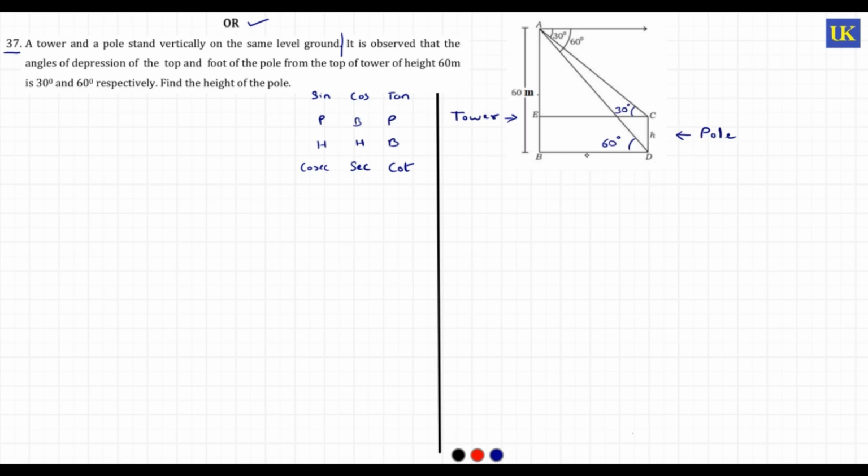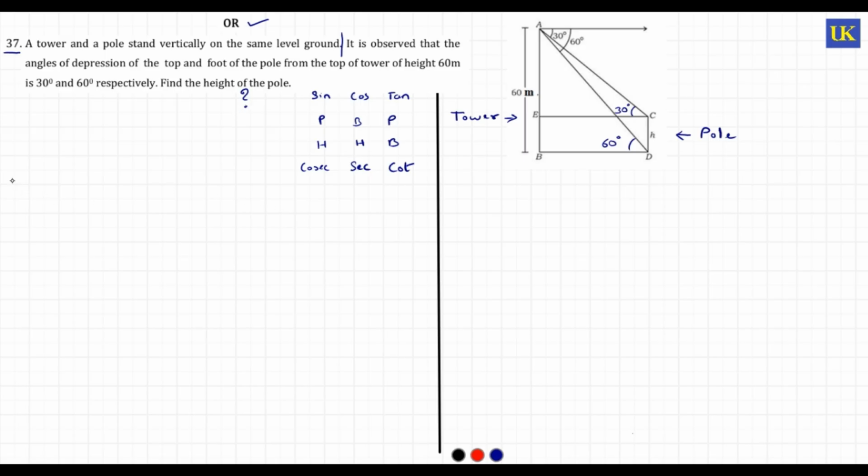Once we get AB, the same will be equal to EC. So whatever BD is, the same will be equal to EC, because they are the same distance. Then we will use this triangle and find out AE. Once we find AE, from the total 60 we subtract AE and we get EB. The same will be CD, and that is how we will get CD, the height of the pole, which they are asking to find in the question. So with this logic, I will be solving it.